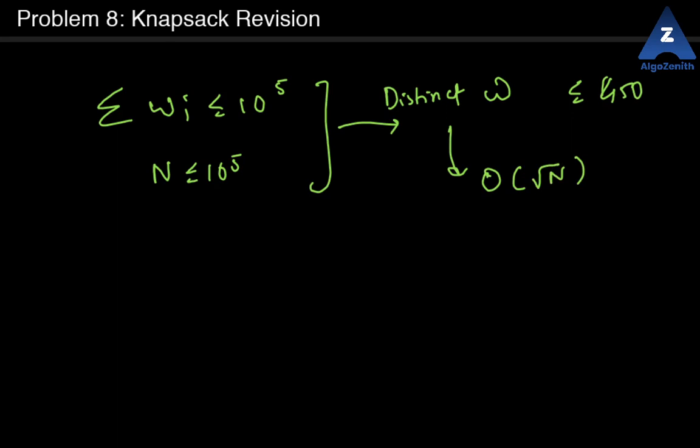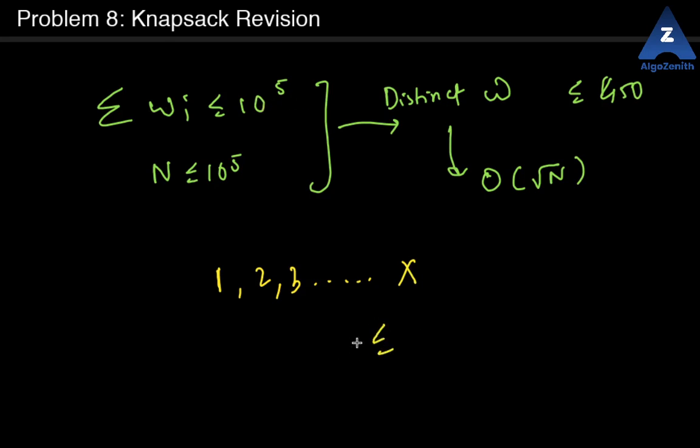Now why does it follow a root law? Because how can you create a worst case for distinct elements? There would be an element with weight 1, an element of weight 2, 3, and so on, right? You will try to create as many distinct weights as you can, so you take the smallest ones first. But as soon as you get to something around x, the sum has to be less than or equal to 10 to the power 5.